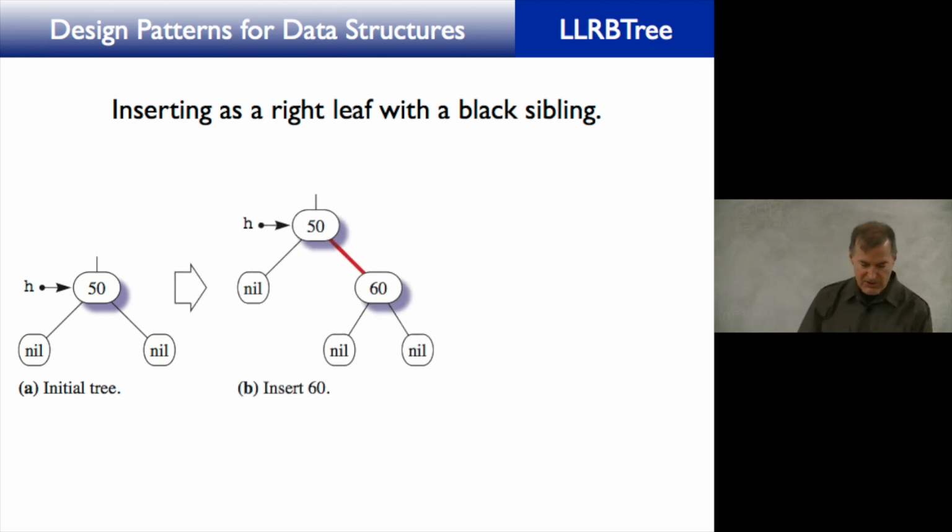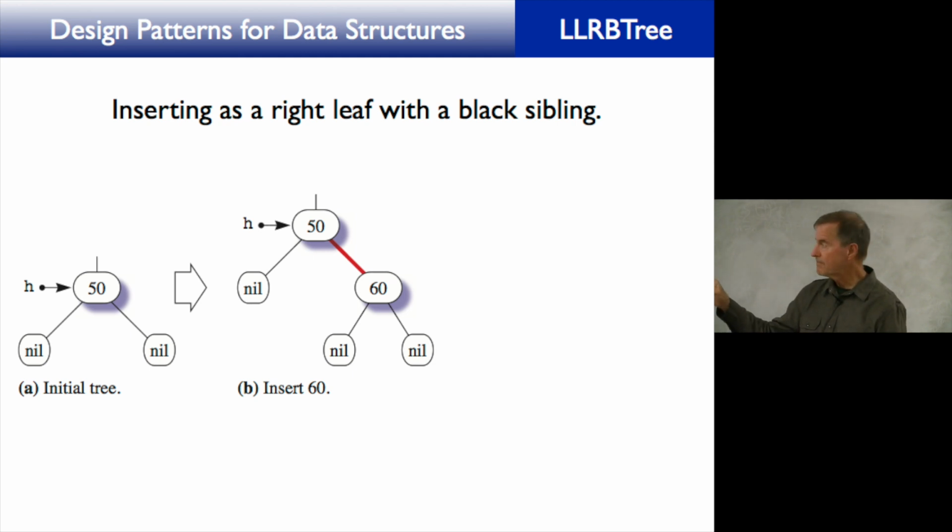Now let's suppose that we insert 60. Oh, and by the way, one more thing. The line going straight up from 50 means that 50 could either be a left child or a right child, either way. Or it could be the root.